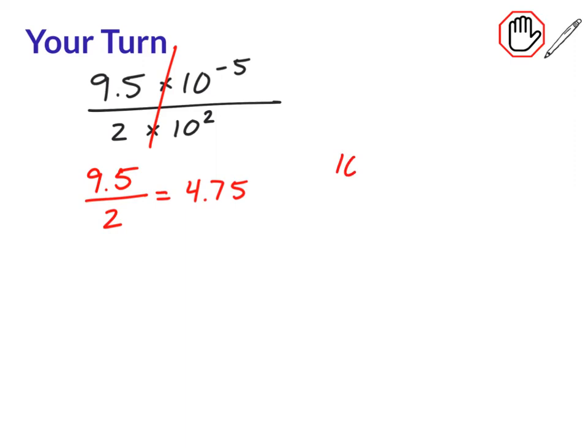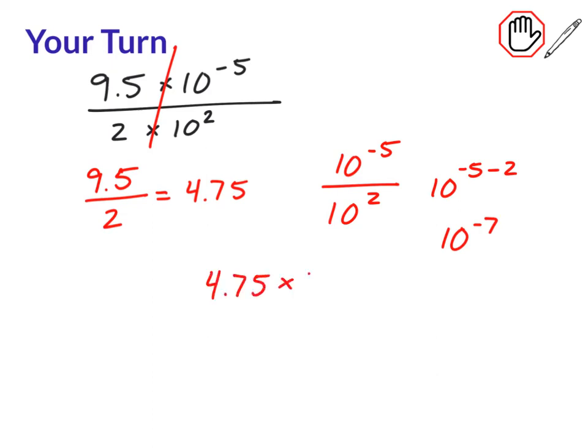And then I'm going to take 10 to the power of negative 5 divided by 10 to the power of 2. Because of our quotient of powers rules, I know that when I divide numbers with the same base, I have to subtract their exponents. So this 10 to the negative 5 over 10 to the power of 2 is going to become 10 to the power of negative 5 minus 2, which is actually 10 to the power of negative 7. So my answer for this problem is 4 75/100 times 10 to the power of negative 7.